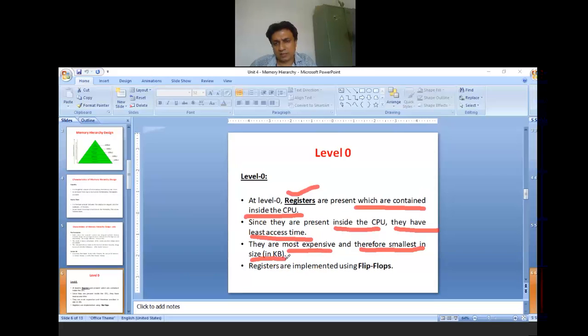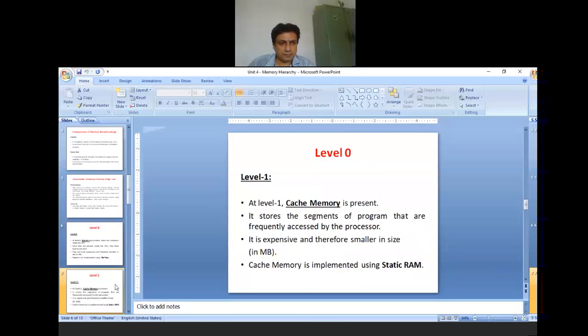The register size is basically in KBs. Registers are implemented using flip-flops. As you already know, you already studied flip-flops in digital electronics. So basically level 0 consists of registers, and registers are contained inside the CPU. So moving to the next slide.